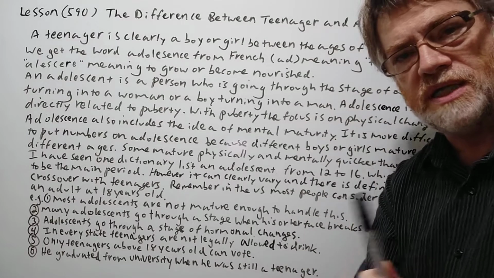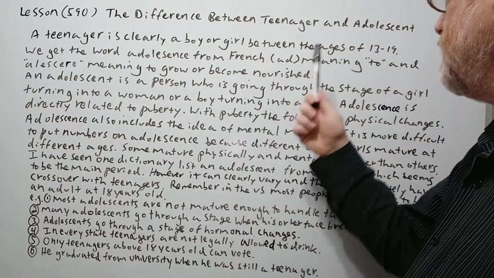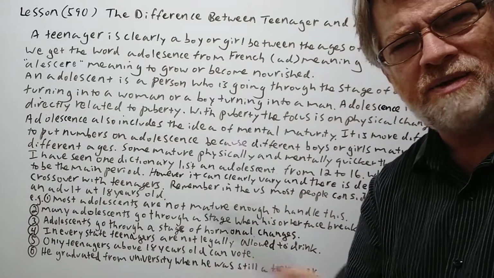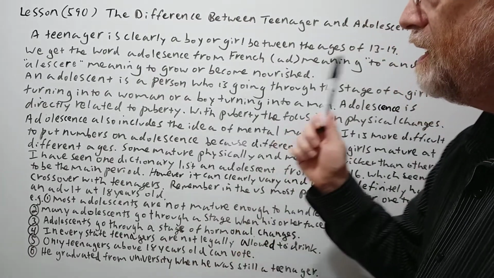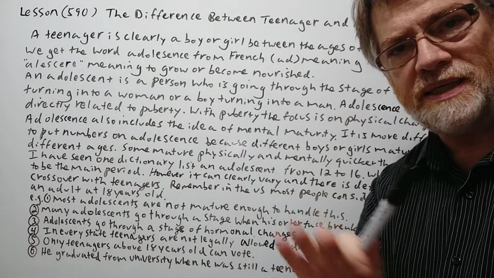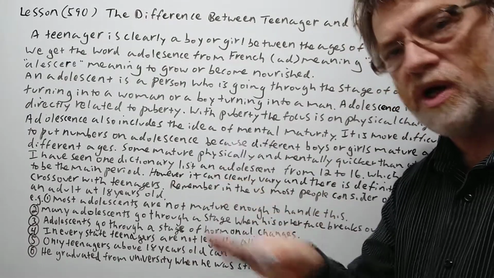A teenager is clearly a boy or girl between the ages of 13 to 19. So this one's pretty clear. If the number has a teen in it, you're a teenager. All right. Now, adolescence is where it's a little more complicated.